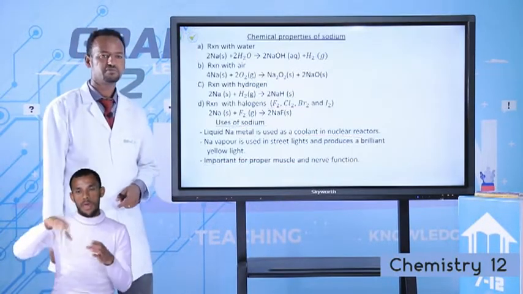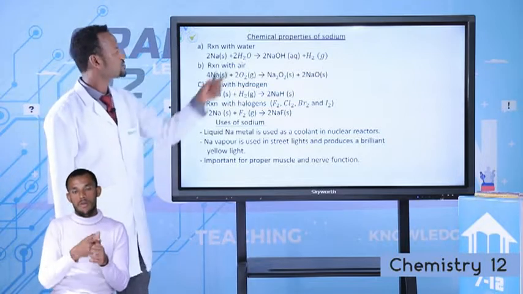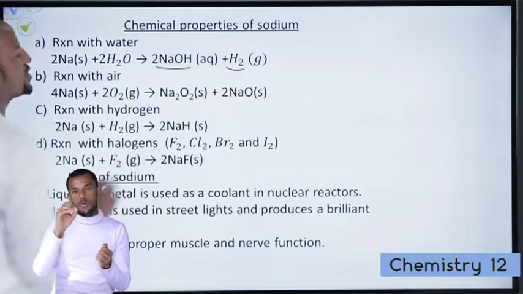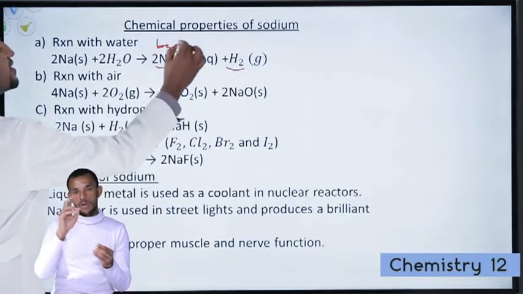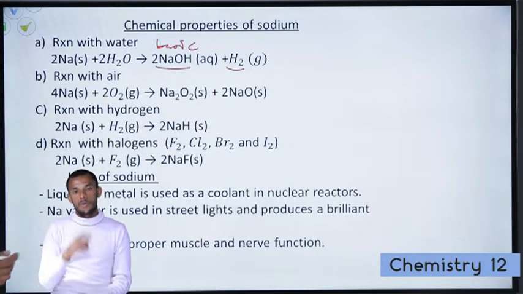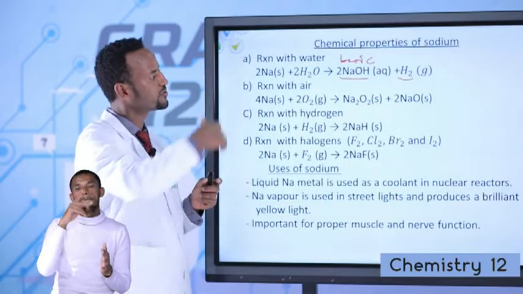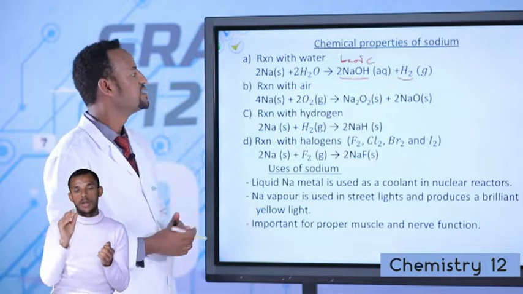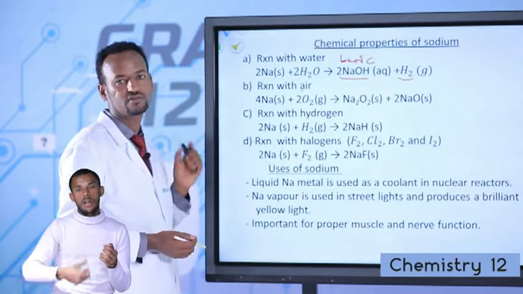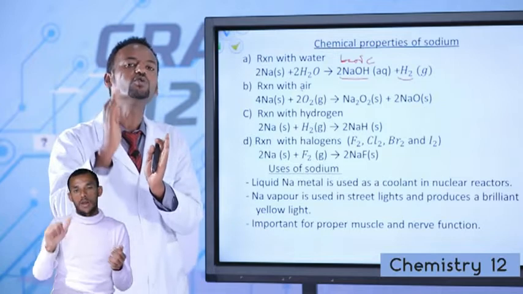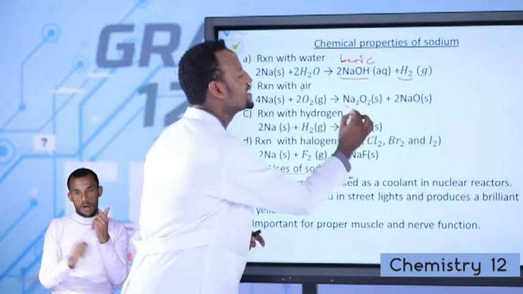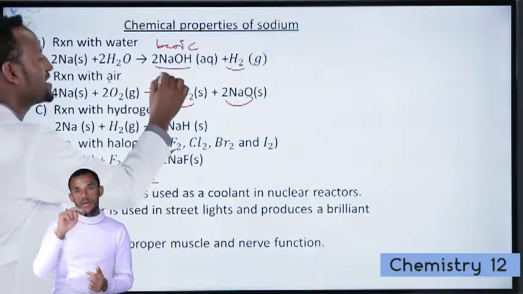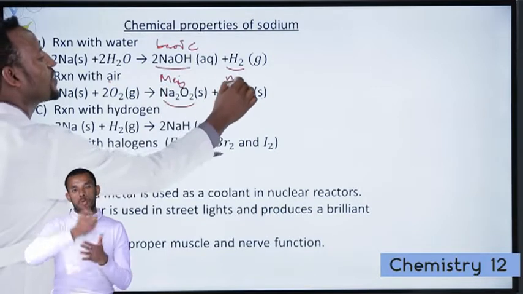Chemical properties of sodium. The first one, reaction with water. Sodium reacts with water to give sodium hydroxide plus H2. Sodium hydroxide is basic. By using an indicator like phenolphthalein, a pink color is formed and hydrogen gas is evolved. The other one, sodium reacts with air, oxygen. Two products can be formed: 1, sodium peroxide, the major product; 2, sodium oxide, the minor product.